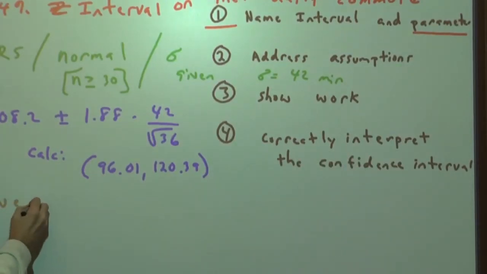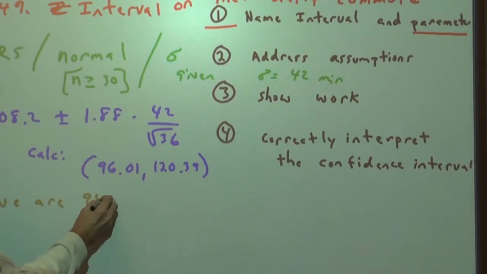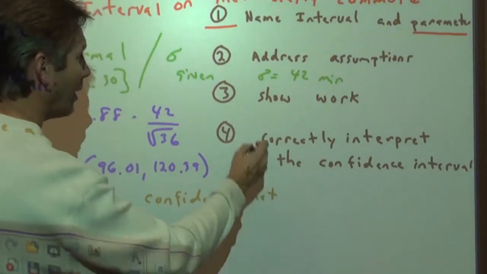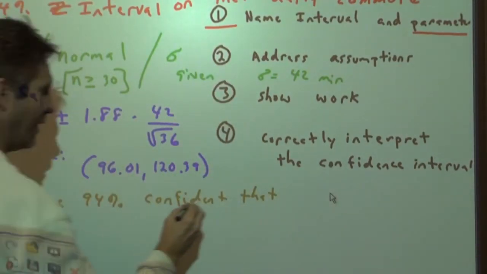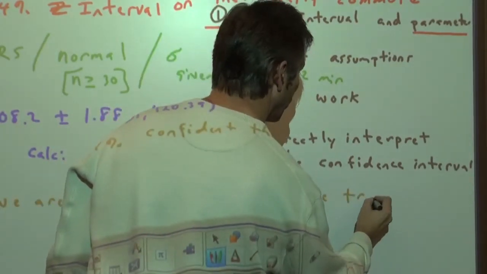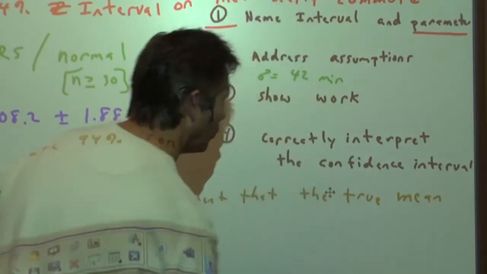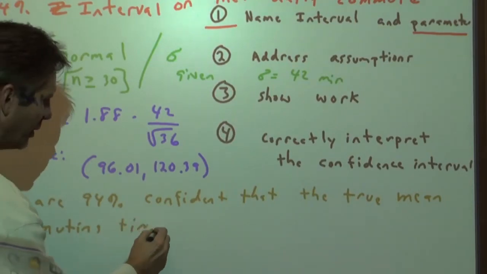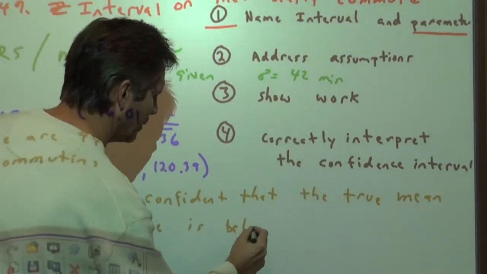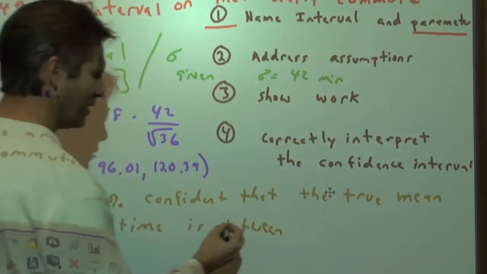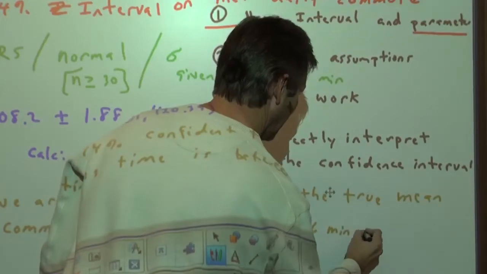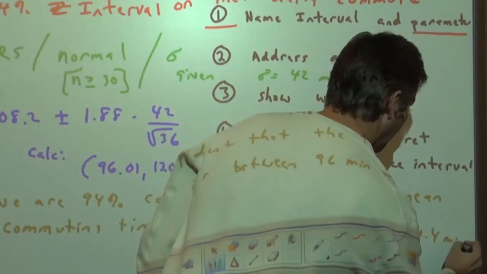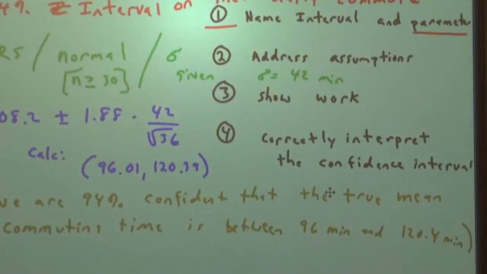And we will say that we are, in this case, 94% confident that, and now we have to describe the parameter that we're estimating, that the, I like to say true mean, but we could just say mean, that the true mean commuting time for these employees is between about 96 minutes and 120.4 minutes. There you go. That's the write-up, those 4 steps.